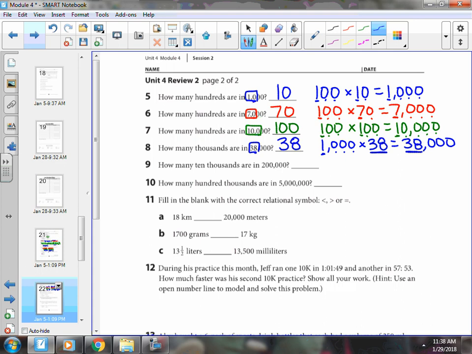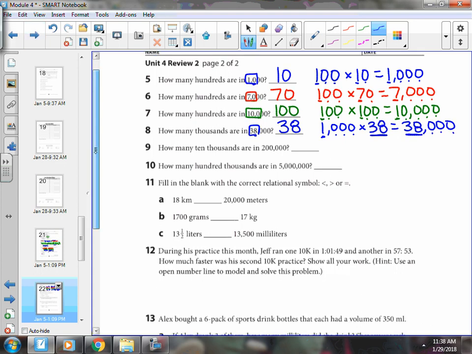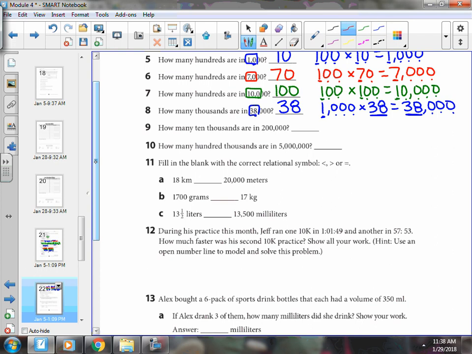3 on the left to match the 3 on the right. Number 9, how many 10,000s are in 200,000? So let's look at the 10,000s place and include what comes before it, and that's an answer of 20. So you would need 20 $10,000 bills to have 200,000.